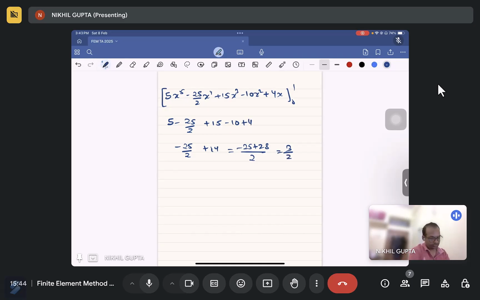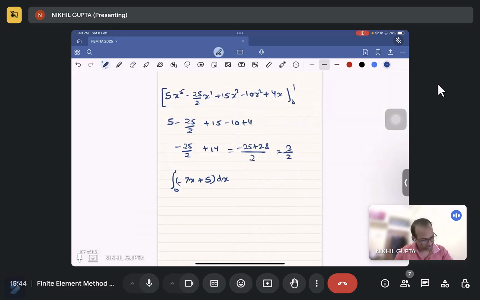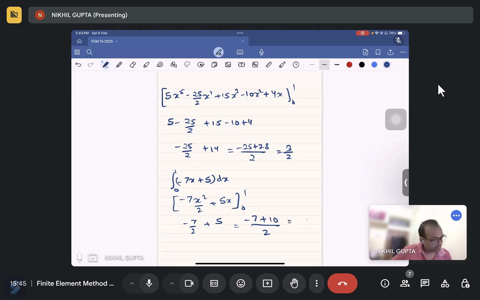Okay. Now this is the first part of the integration. Another part is very simple. This is minus 7x plus 5 dx from 0 to 1. Let's confirm the equation. Yes, minus 7x plus 5 is correct. We'll solve it and get minus 7x square by 2 plus 5x from 0 to 1, which is minus 7 by 2 plus 5.